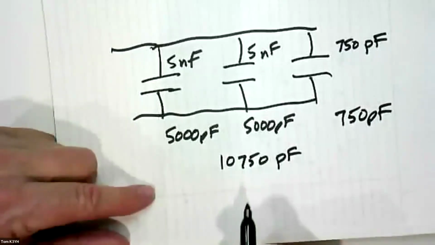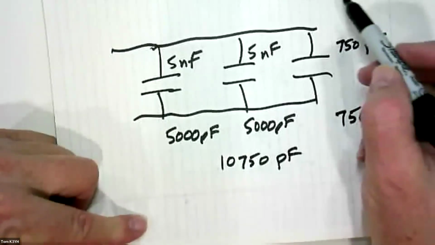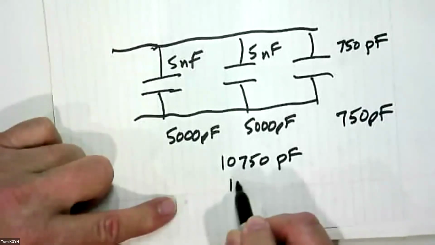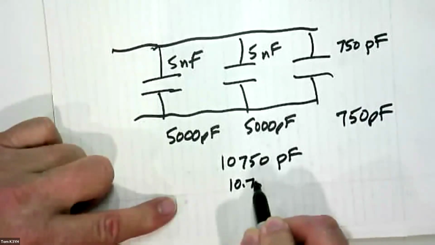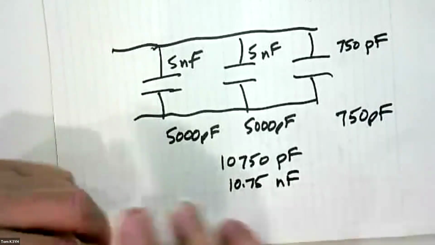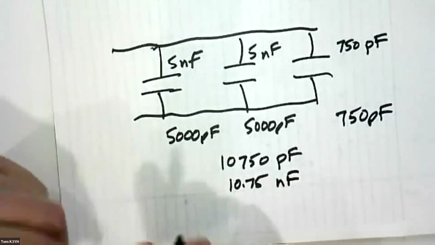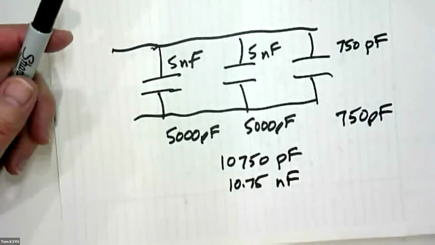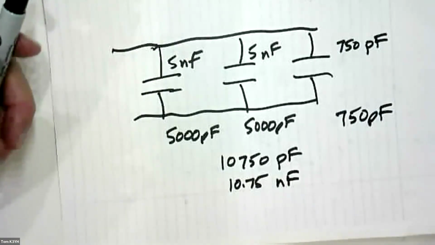Just for fun, how many nanofarads would that be? To go from pico to nano, you're going from 10 to the minus 12 to 10 to the minus 9. So that will be 10.75 nanofarads. Now, see, some of the answers are in nanofarads and some are in picofarads, and you don't know which. Let's go back to the answers, and you'll see why this is a big deal.